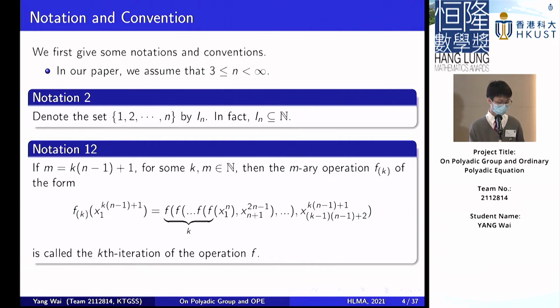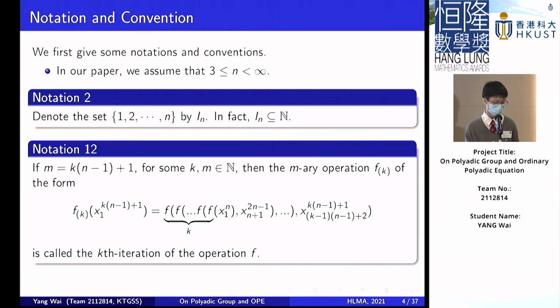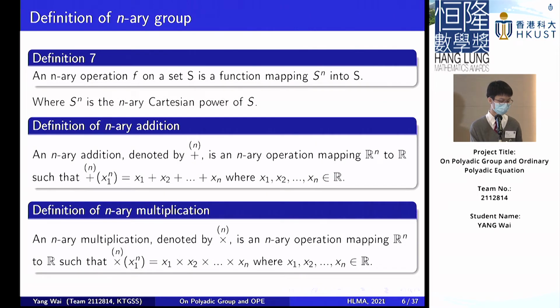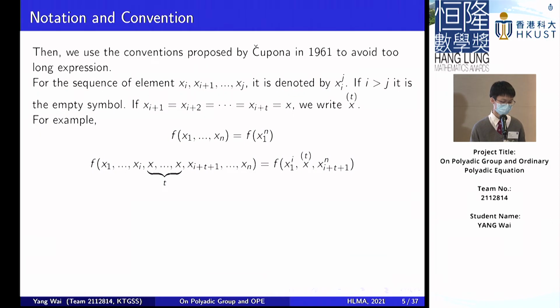Then notation 12 says that for this F repeated on the right-hand side, we will denote it by F bracket k, and we call it the kth iteration of the operation F. What is F? F is the n-ary operation that we introduce later. F is the n-ary operation on a set S. It's a function mapping S^n to S. It's just like S has n elements, and we combine those n elements to form another element in the set. This means F, the n-ary operation that we study.